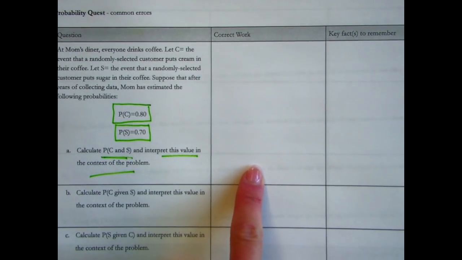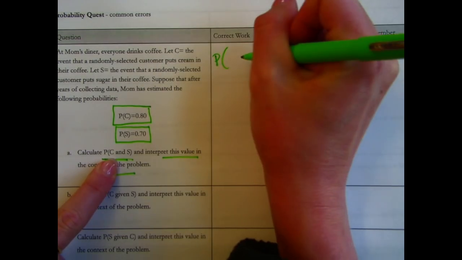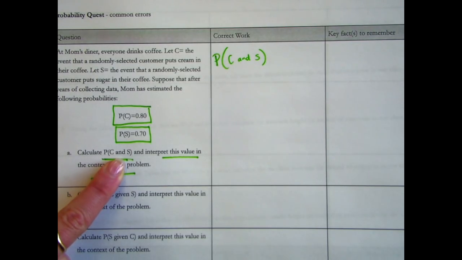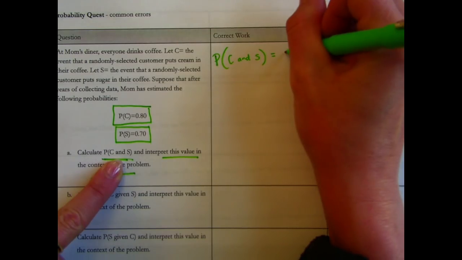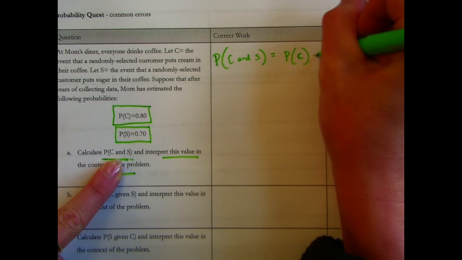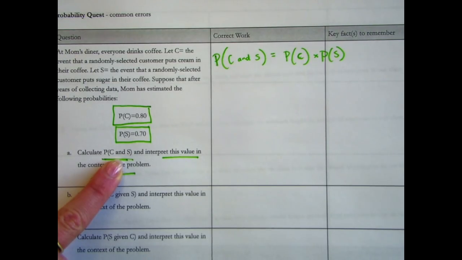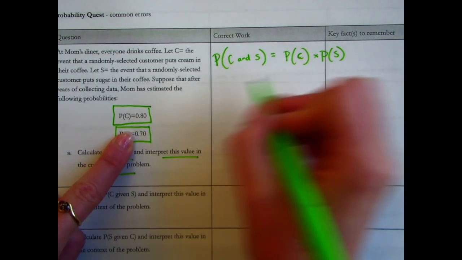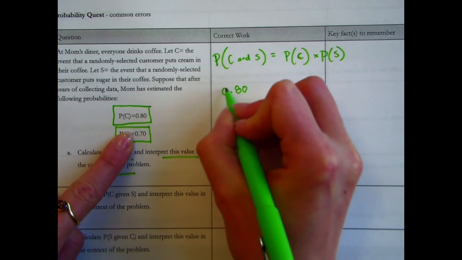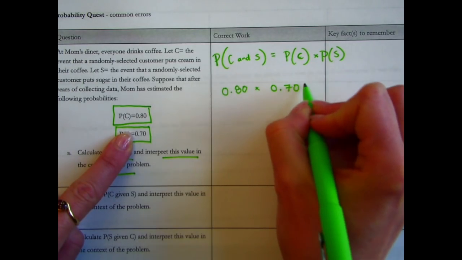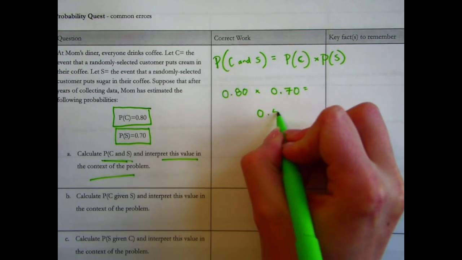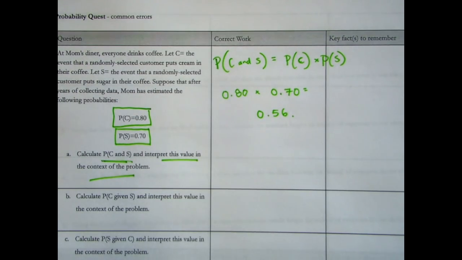So because I'm calculating the probability of two things happening, C and S, I know that's a sign I'm going to be using multiplication. So I'm going to be multiplying the probability of C times the probability of S. So that word and is going to translate in probability into multiplication. So when I plug those values in, I'm going to do 0.80 multiplied by 0.70. You can plug that into your calculator, and you're going to get 0.56.